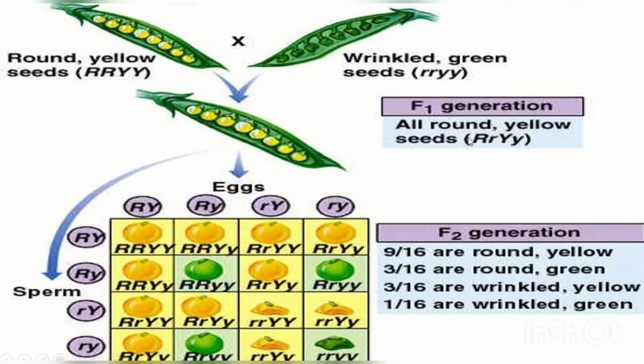Take note that in F1 generation, we have all round and yellow seeds, though heterozygous, and when we allow it to self-pollinate, the F2 generations are as follows. 9 of the 16 offsprings are round and yellow, 3 of the 16 offsprings are round and green, 3 of the 16 offspring are wrinkled and yellow, and 1 of the 16 are wrinkled and green.